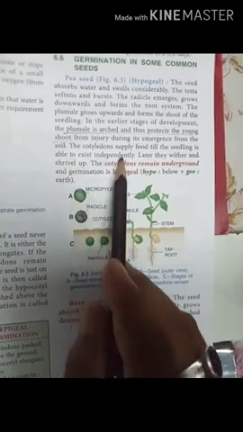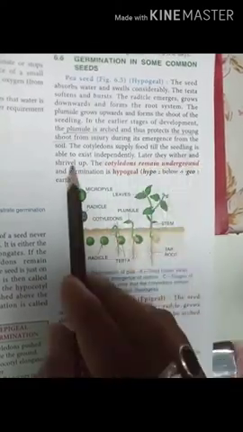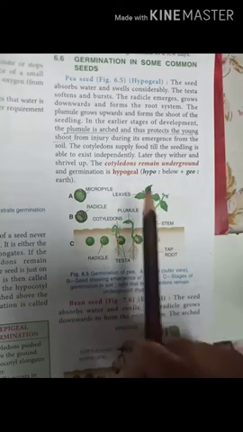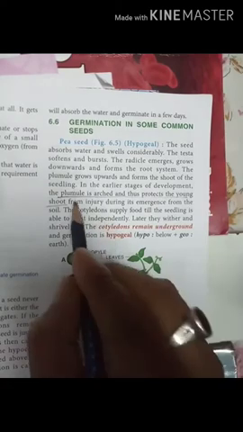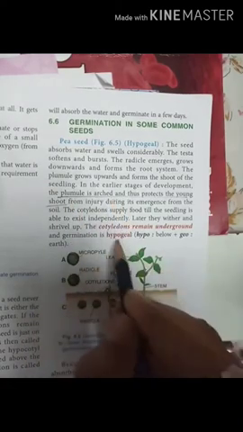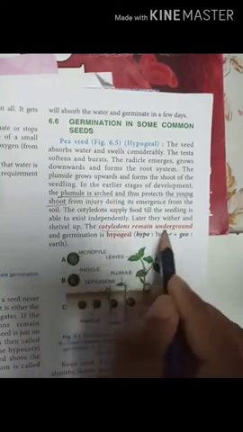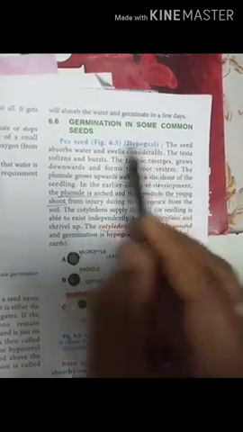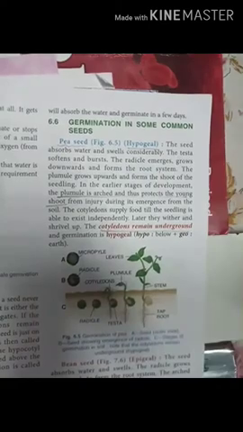The cotyledons supply food till the seedling is able to exist independently. Later they wither and shrivel up. The cotyledons remain underground in hypogeal. So the most important statements are, first, plumule is arc, and second, cotyledons remain underground. In which? In the hypogeal. An example is pea seed.